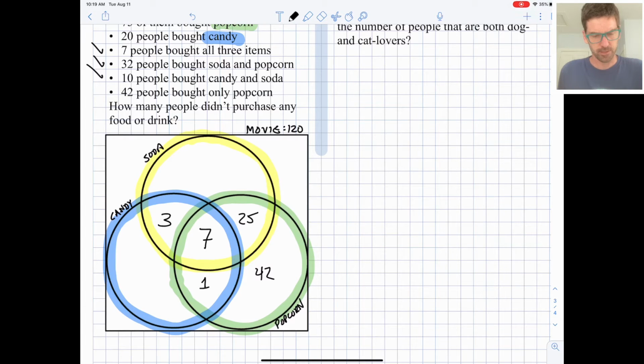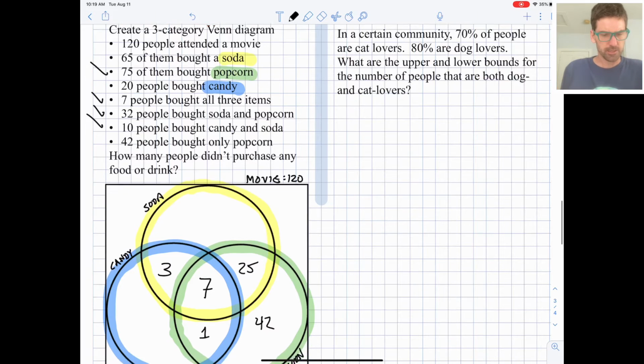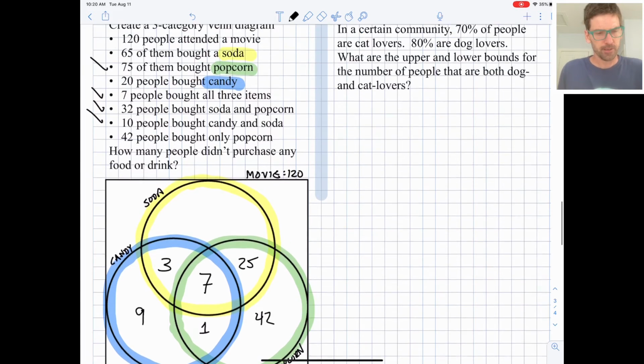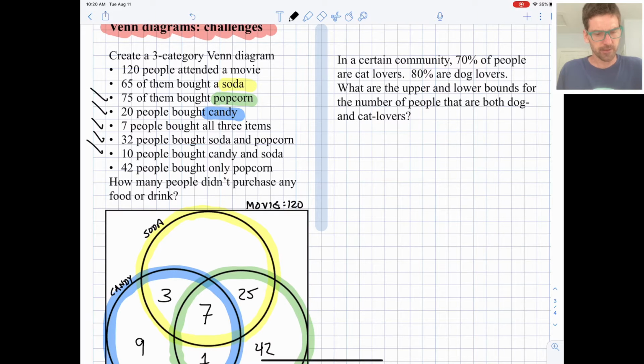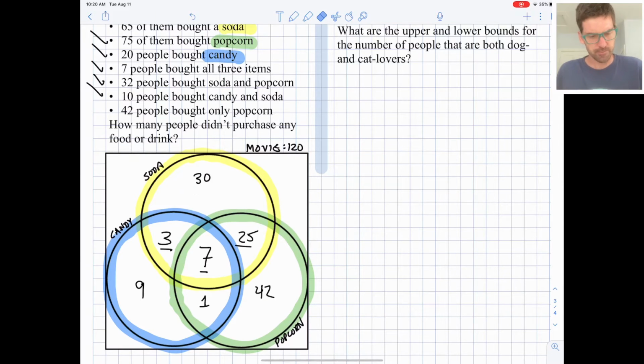And I want to make sure I did that correctly. 32 plus 42, 74. Yep, so 1. Okay, so we did the popcorn thing. 20 people bought candy. Okay, we can do that now. We have 11 people already accounted for in our candy zone. So 9 more people just bought candy. And then 65 bought a soda. So these numbers have to add up to 65. So let's figure that guy out. So that's a 30 right there. And I want to double check that math. 3 plus 7 is 10, 40, yep, 65. So that all looks good.